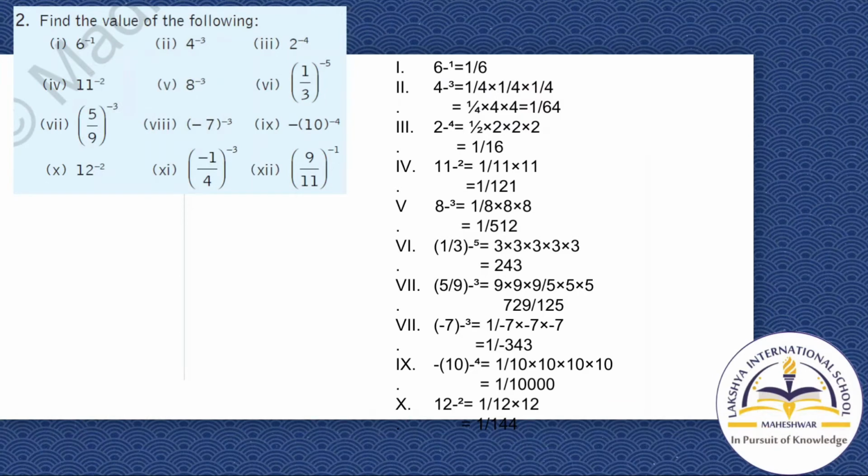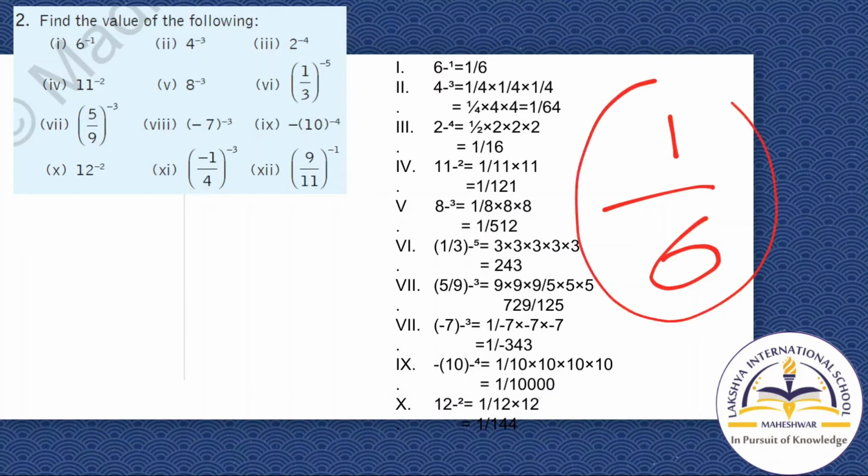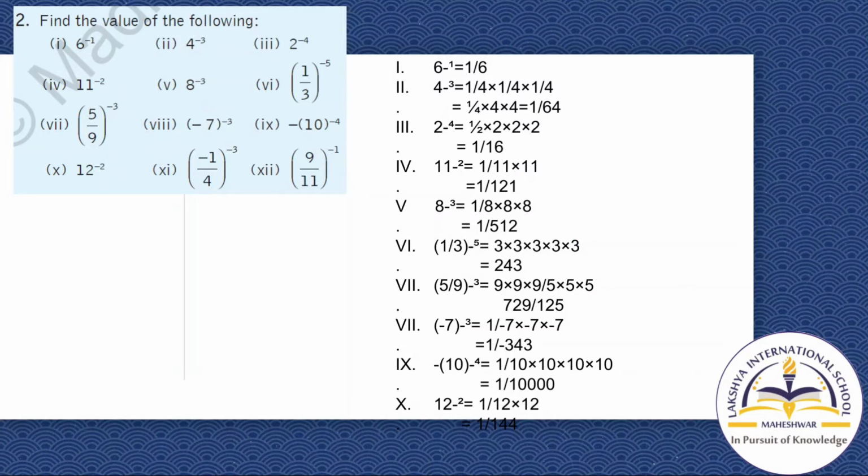Now question number 2, find the value of the following. Question number 1, 6 raised to the power minus 1. Here in the same manner you have to solve the question. This will be the answer, meaning we have to write the negative exponent as a positive value. Now we have question number 2, 4 raised to the power minus 3. So here we directly solve the question.